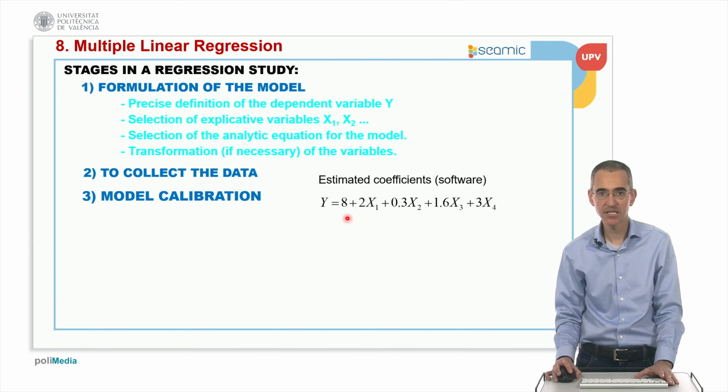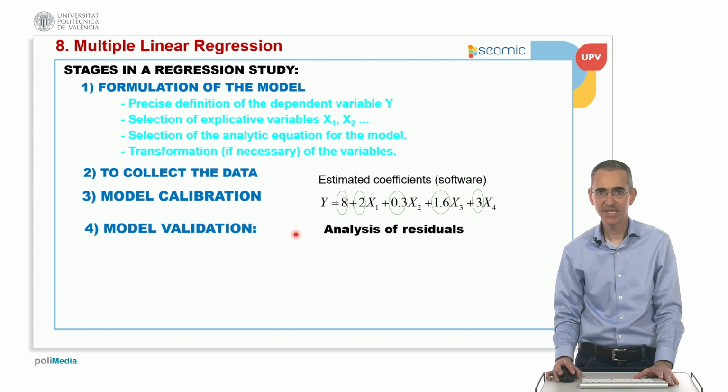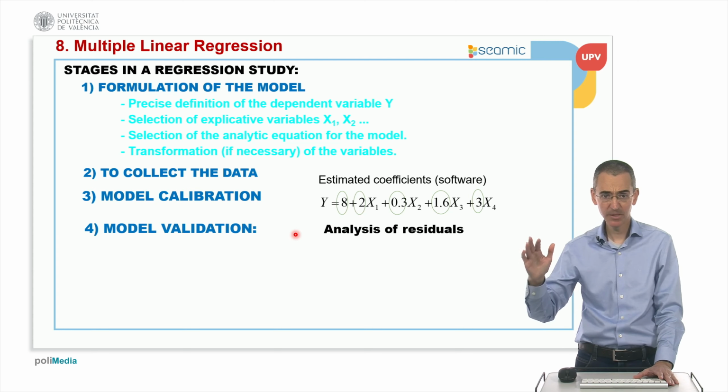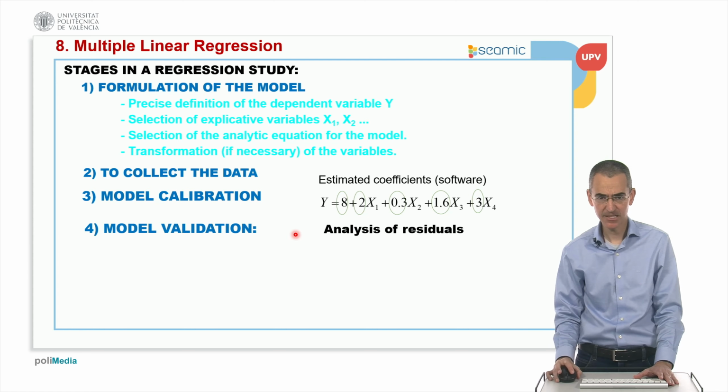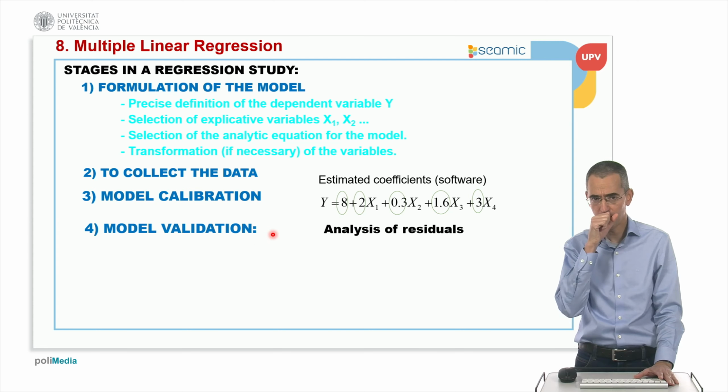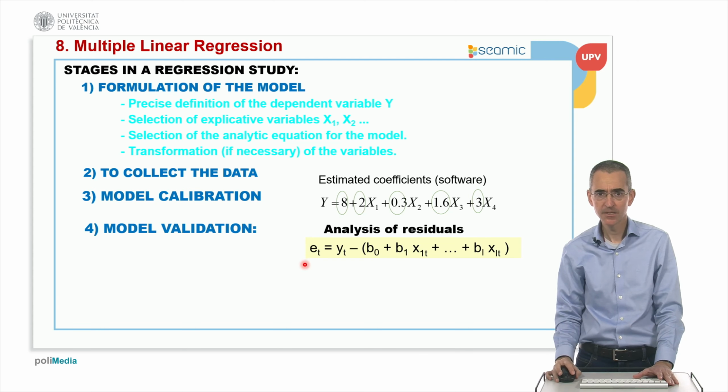Imagine that this is an example. Good. And then model validation. How should we validate the model? With the analysis of residuals. So in multiple linear regression, the last step is the analysis of residuals in order to validate the model, in order to make sure that the model is useful to make predictions. By definition, residual is observed value minus predicted value. In this case, the observed value of the y minus predicted value using the mathematical equation of the regression model.